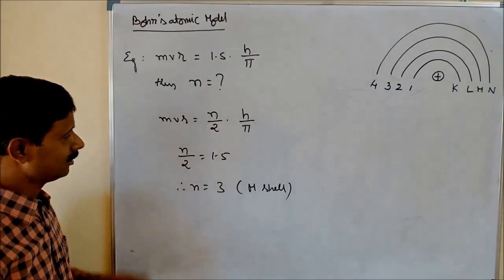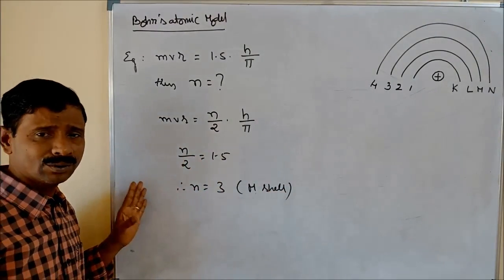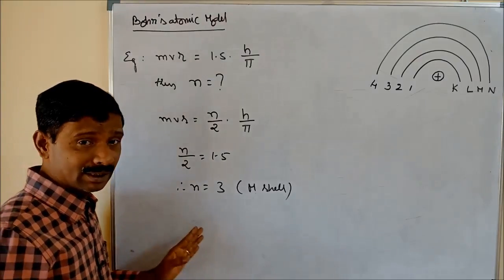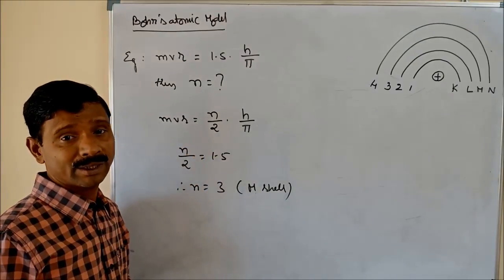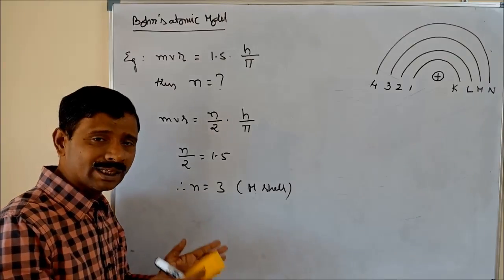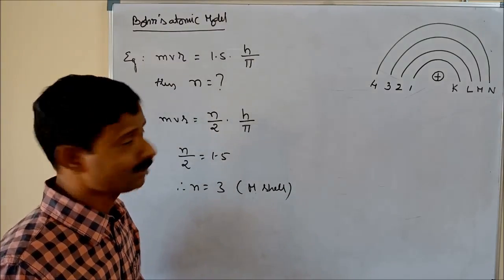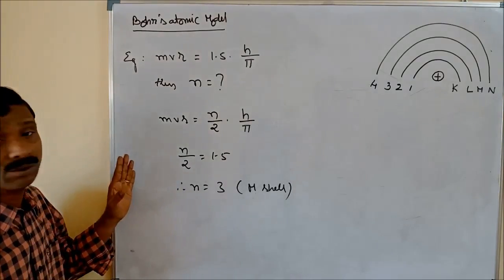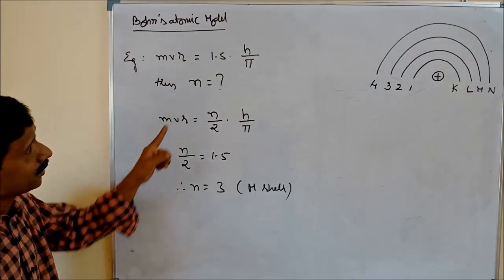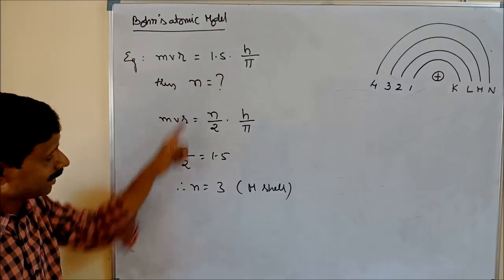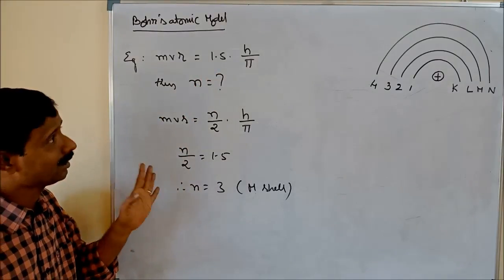So like that, you have to find out the value of n. After that, once you get the value of n, we can use that n value in different ways that we will see in next concepts. But this is the way how to find out the value of n. So if it is like this, here n equal to 3.